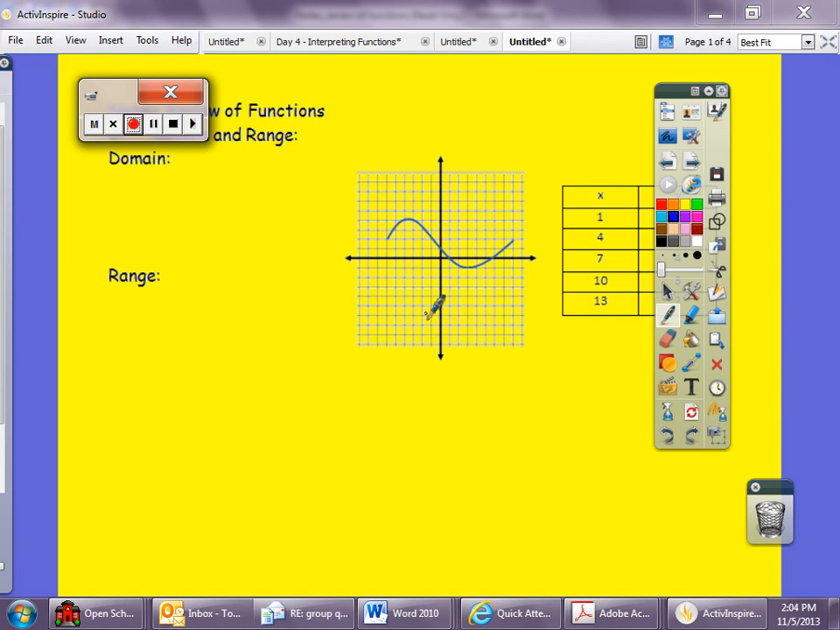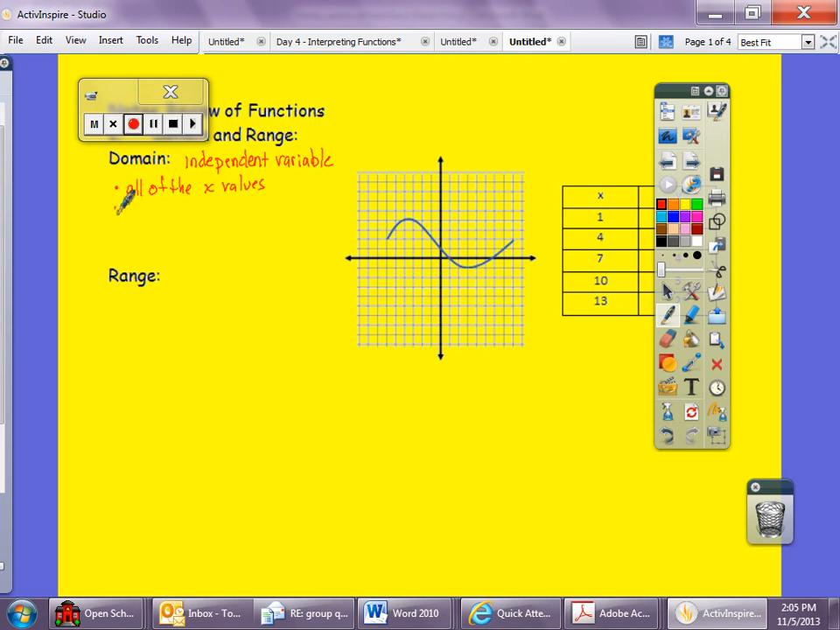Alright, our notes on functions. The first thing we're going to be talking about is the domain and the range. Just a quick review about our domain. We know that the domain is the independent variable, and the domain is all of the x values. The domain goes from left to right.